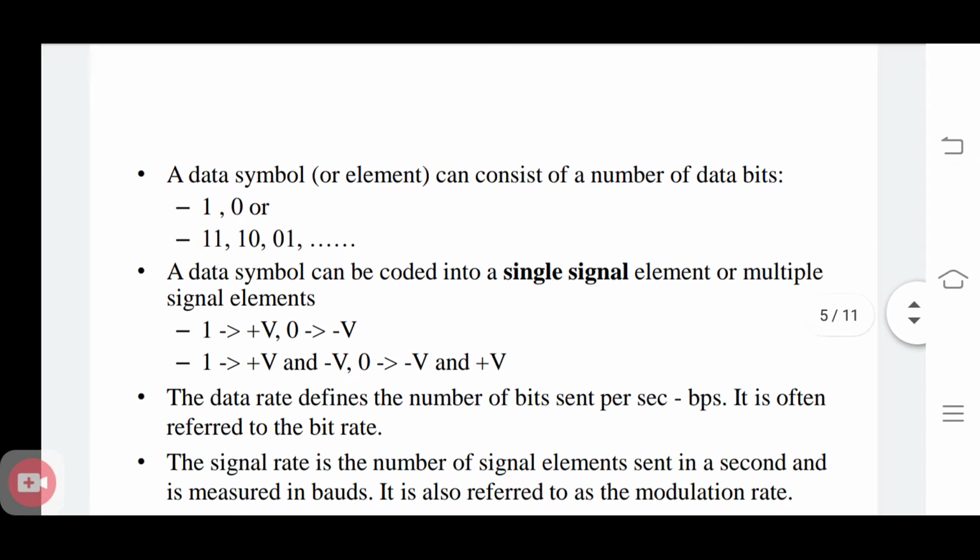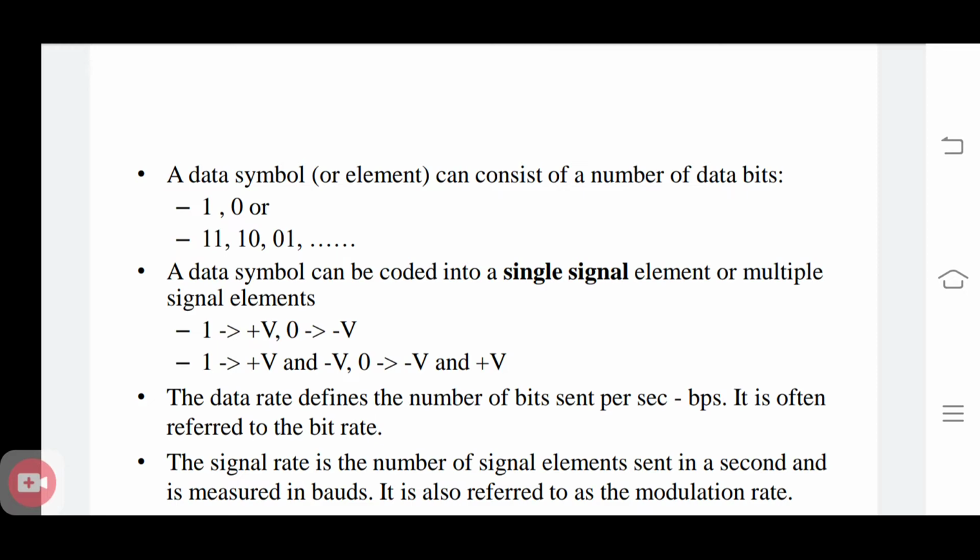Here a data sample means it consists of a number of data bits. So 1 0 are data samples, 1 1 1 0 0 1 etc. That is also a data sample or data element. This data sample can be encoded into a single signal element or multiple signal elements. That means if we have a binary 1, it can be encoded as plus V volt, or we have a 0 that can be encoded as minus V volt. Again, it's a single element conversion. One data element is encoded as one single signal element.